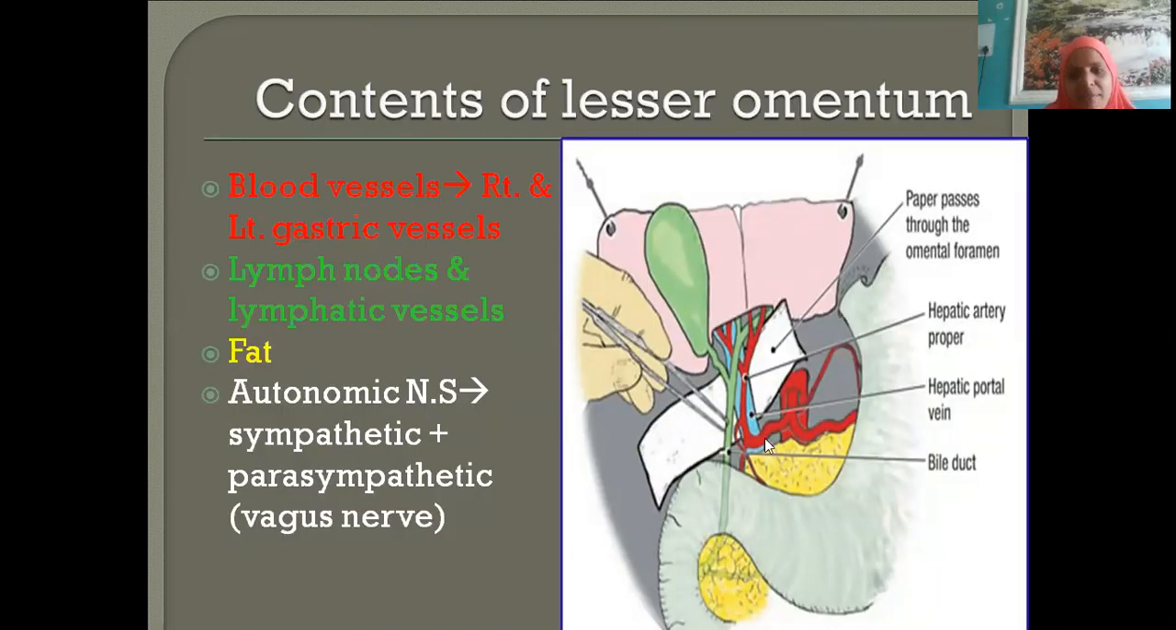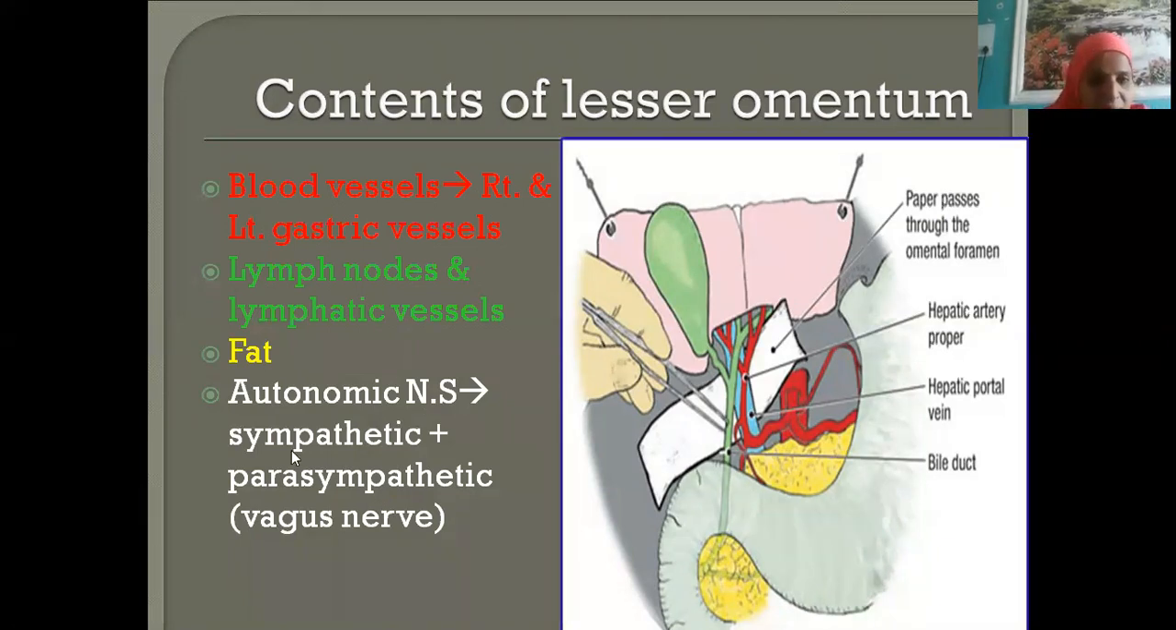Now, the contents of the lesser omentum are, first you should write a lot of fat. Apart from that, we have blood vessels which are running along the lesser curvature of the stomach. I will elaborate on this again when I take the stomach. The lesser curvature of the stomach will have two arteries, the right and left gastric arteries. You will find lymph nodes. We also find lymphatic vessels. We will find the autonomic nervous system, sympathetic and parasympathetic. The lesser omentum itself is a 5 marks question, beta.